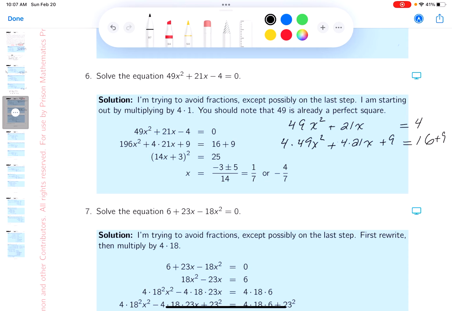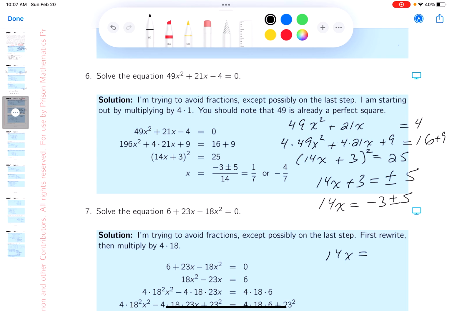So I think I know what it factors to. I'm going to write this down for you. It's a perfect square now. It's going to be 14x plus 3 quantity squared equals 25. Now certainly we can check this if you want, and you'll get that what you expect to get. And then let's keep going. 14x plus 3 equals plus or minus 5. 14x equals minus 3 plus or minus 5.